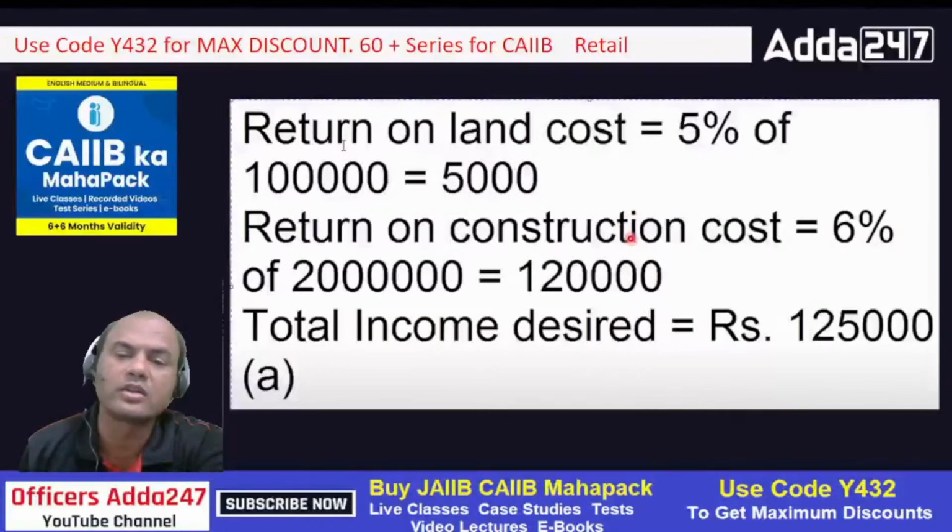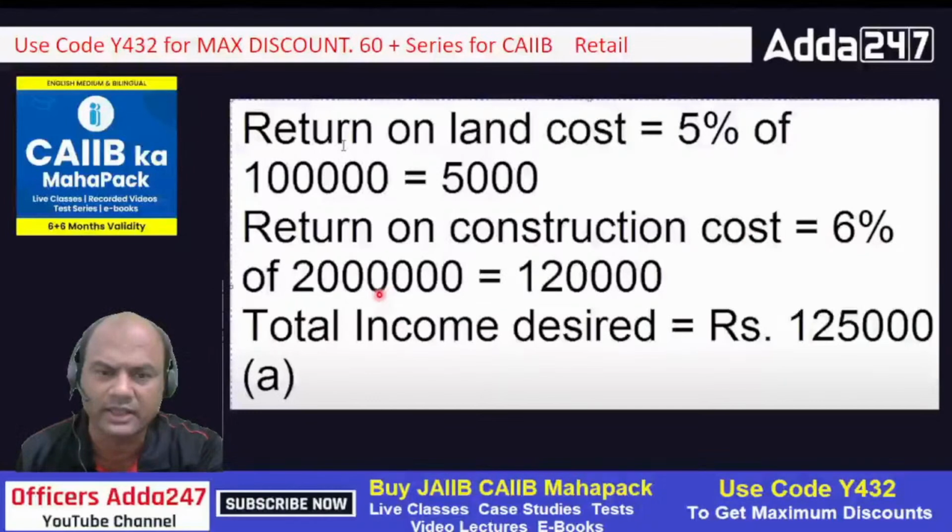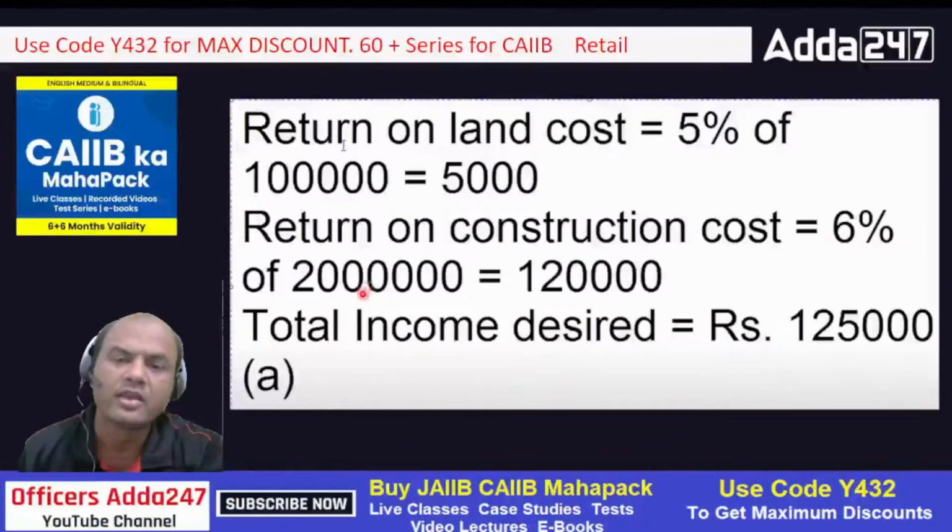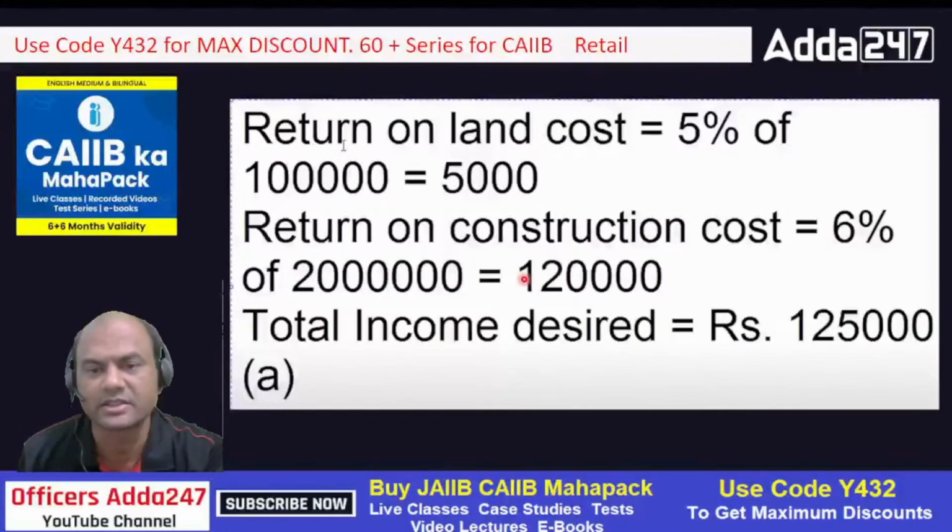Return on the construction cost, what do I want? 6% on 20 lakhs, am I right? That is 1,20,000. Got it? This is the return I want. If I am the investor, I want this on the construction and this on the land. So what is my total?